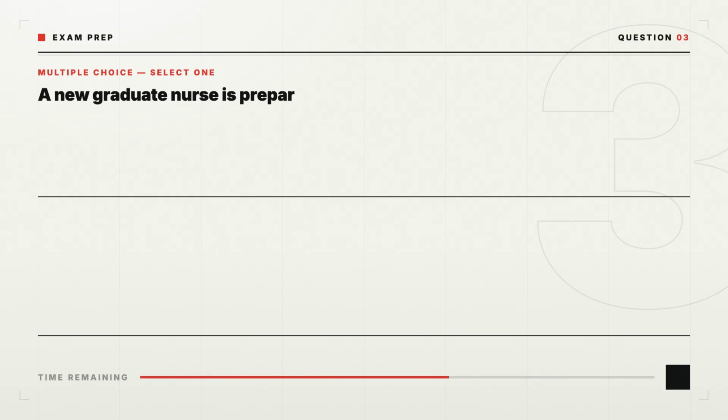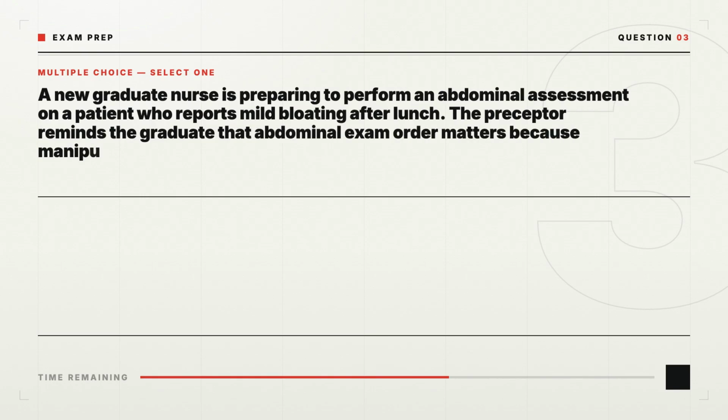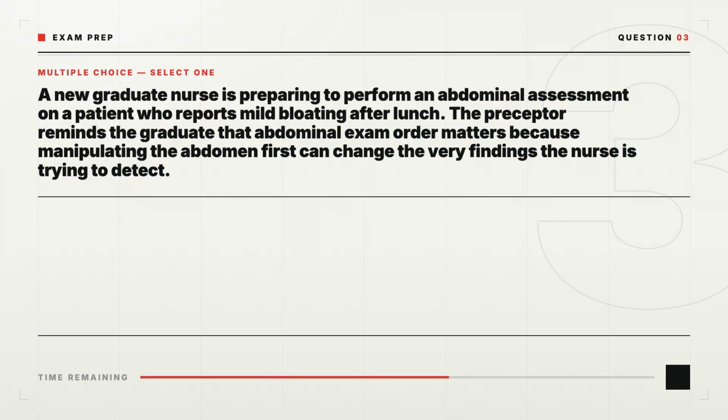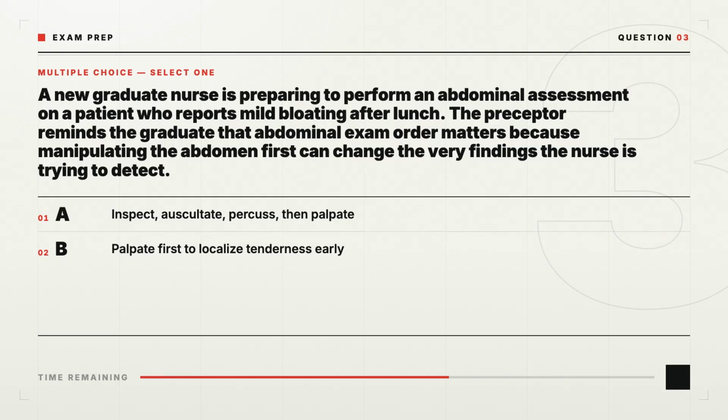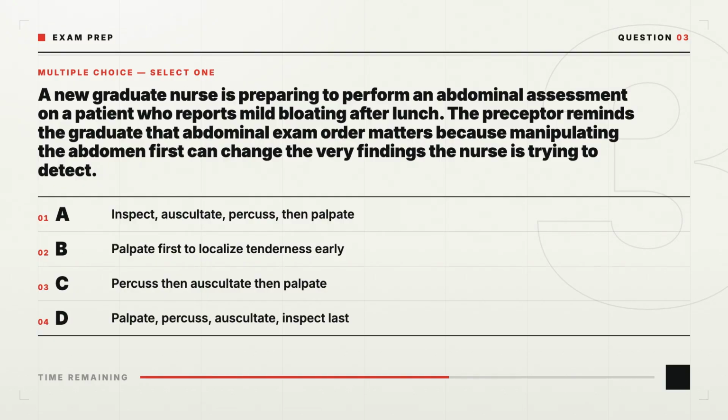Question 3. A new graduate nurse is preparing to perform an abdominal assessment on a patient who reports mild bloating after lunch. The preceptor reminds the graduate that abdominal exam order matters because manipulating the abdomen first can change the very findings the nurse is trying to detect. Your options are A. Inspect, auscultate, percuss, then palpate. B. Palpate first to localize tenderness early. C. Percuss, then auscultate, then palpate. D. Palpate, percuss, auscultate, inspect last. Before I reveal it, which one do you think is right?